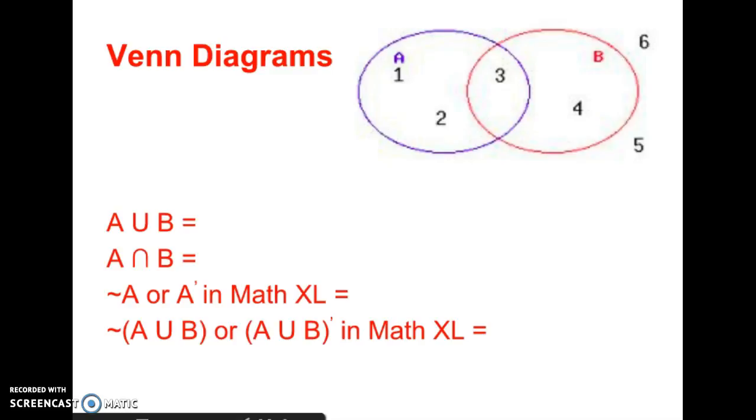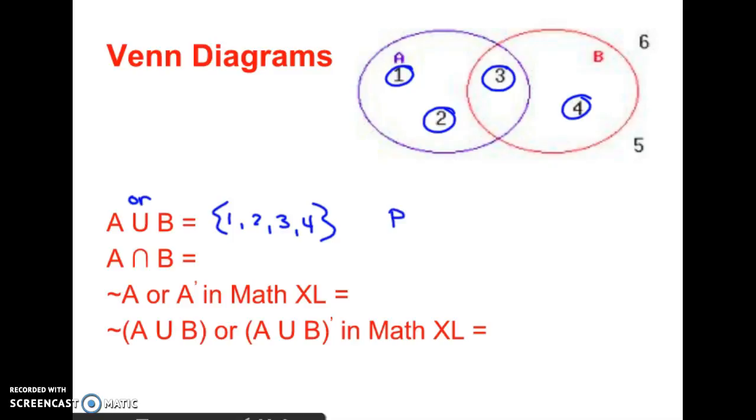So in our first problem right here, we know this word means or. So this is saying what numbers are in A or B. So they can be in A or B. So if you notice, 1 is in A, 2 is in A, 3 is in A and B, and 4 is in B. So those 4 numbers are in either A or B. They show up in one of the 2 groups, if not both of them. So 1, 2, 3, 4 would be the numbers that show up in either A or B. It can be in either one or both of them.